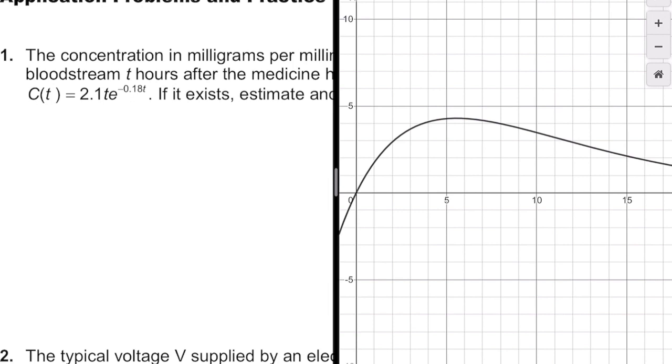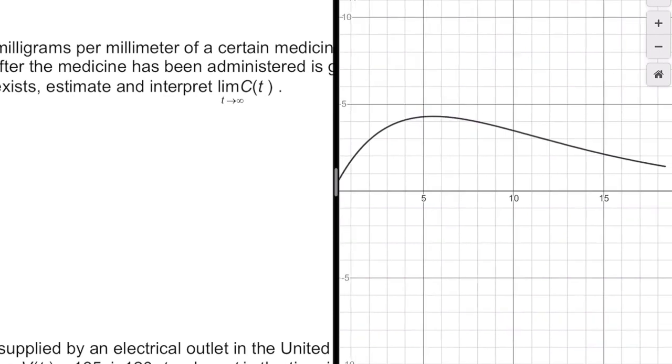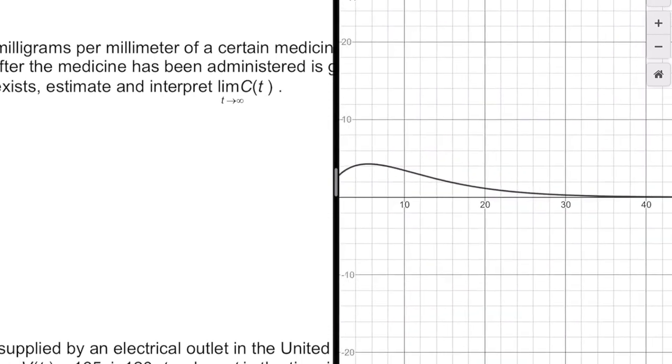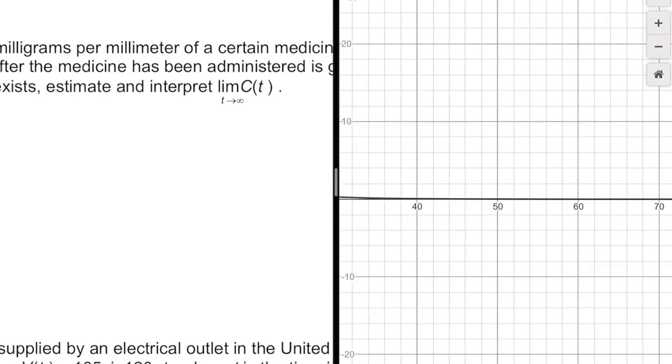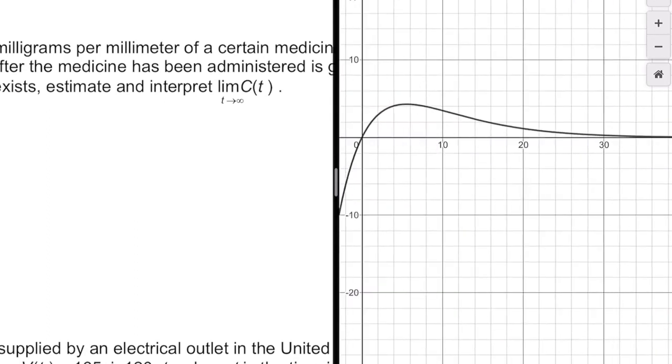From here, this is what we care about. We want to estimate the limit as t goes to infinity. So as time goes on, what is the concentration doing? We can zoom out and look at the right side. It starts leveling off, and the further we go, and this would make sense, if you put something in your body, it's going to process it and slowly get rid of it at a certain rate. We can see that the line pretty much starts overlapping with the x-axis, meaning it is going to 0.